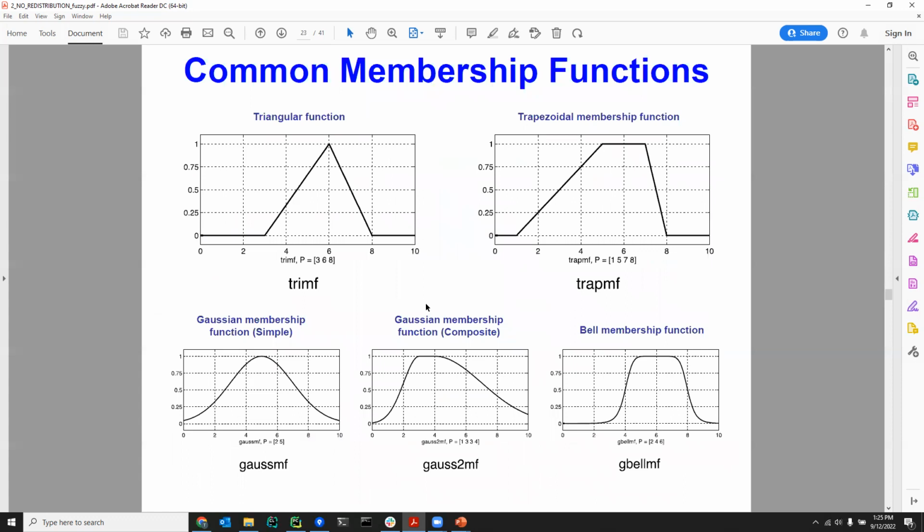Some common membership functions, though. Triangular is extremely common. Trapezoidal is also very common, and Gaussian functions are very common.